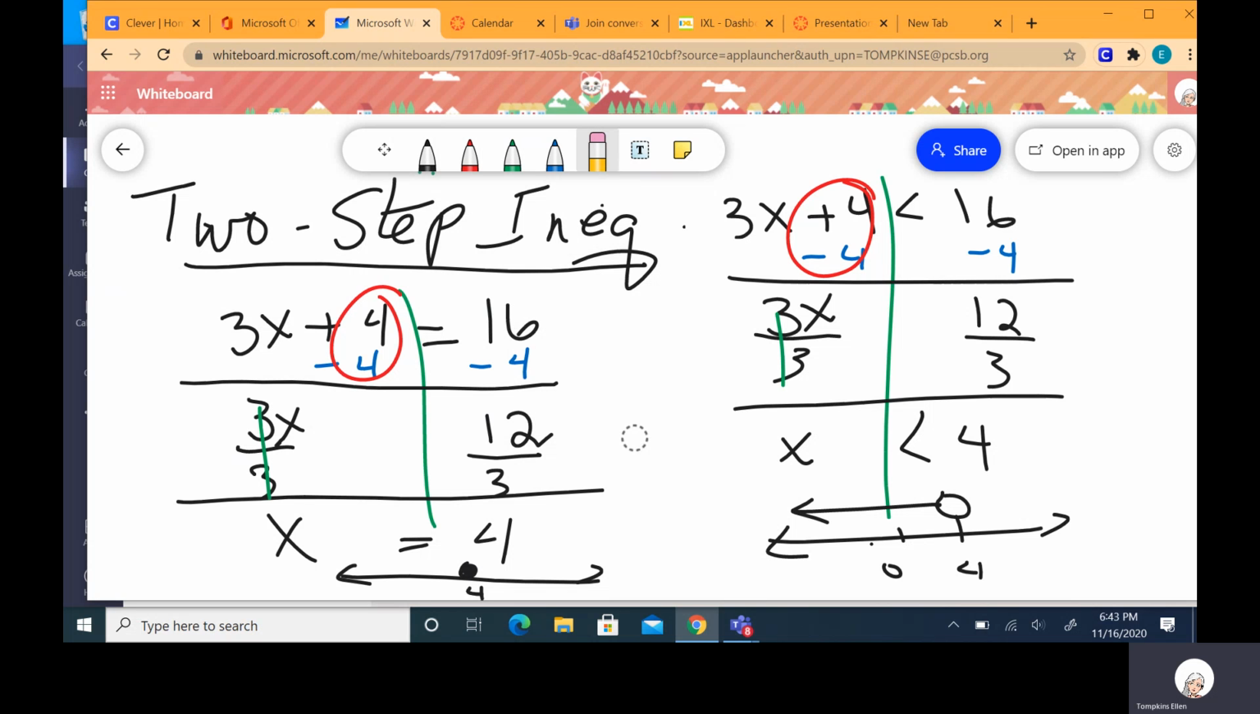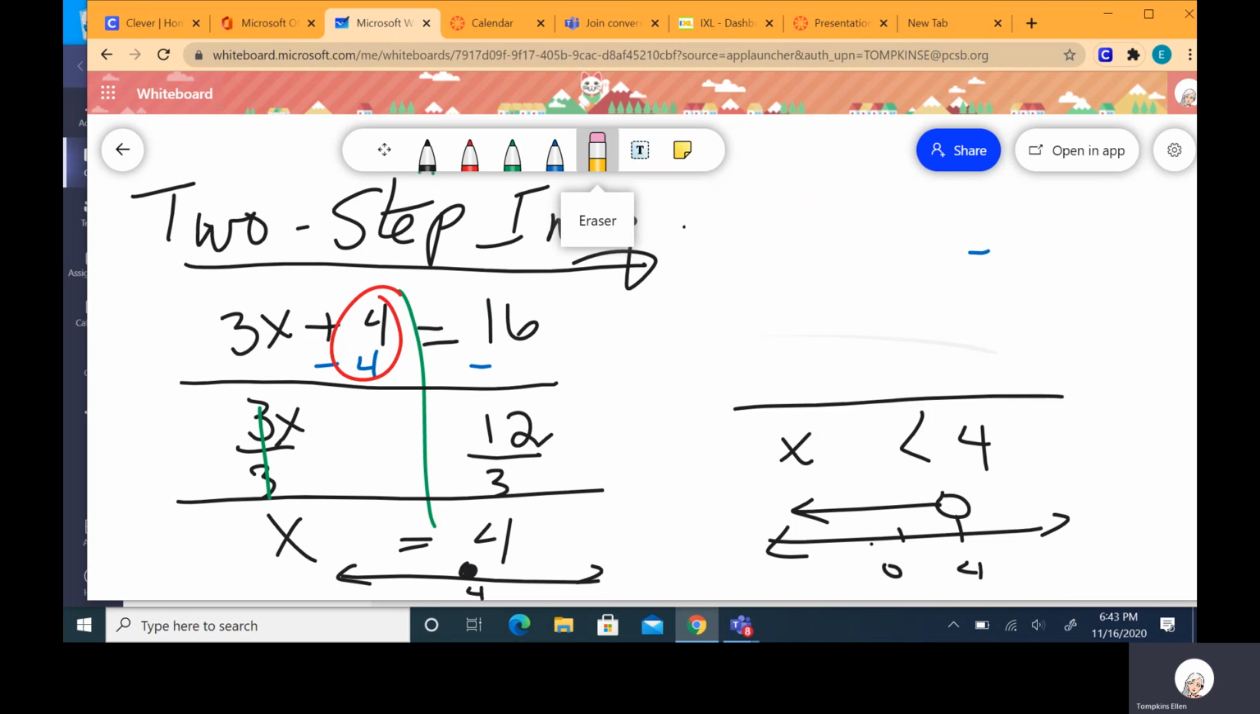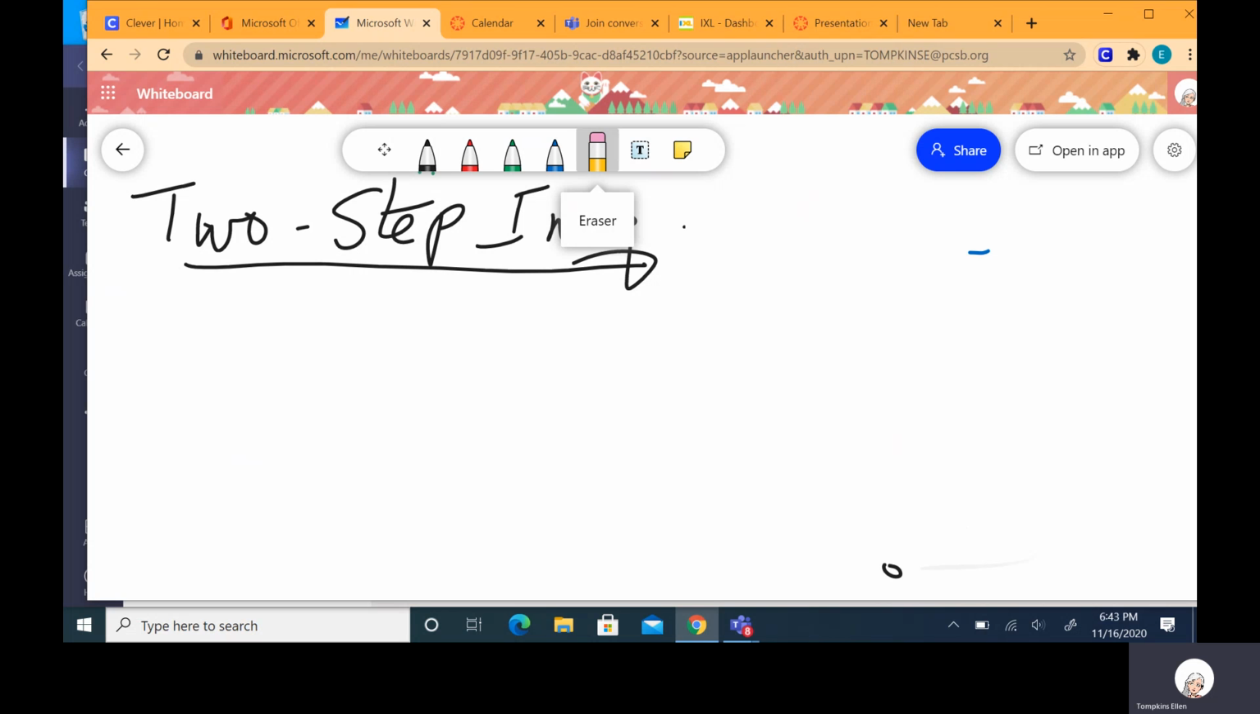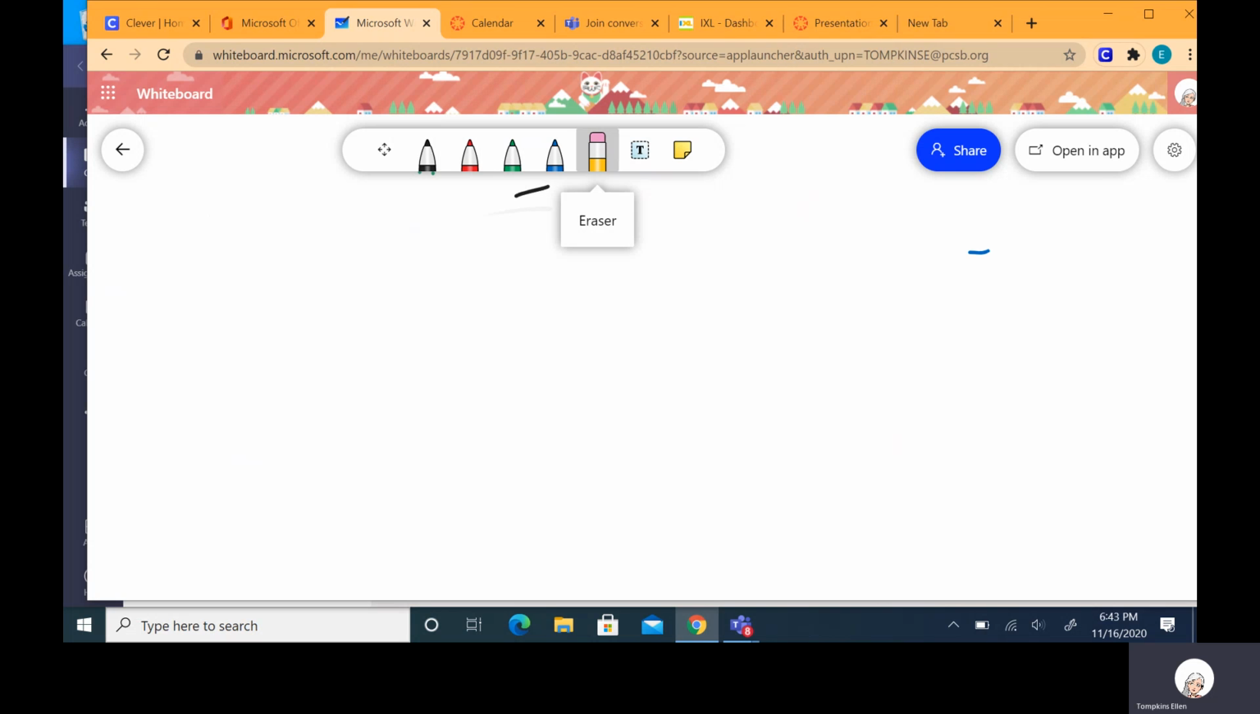So it is the same exact process as a two-step equation. The only difference is if you have a negative number involved as that final step. So let's look at one of those. Move this out of the way as well. So if you have something like this, negative 5x plus 6 equals 36.